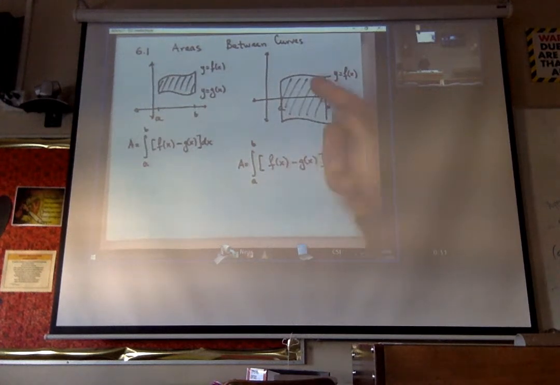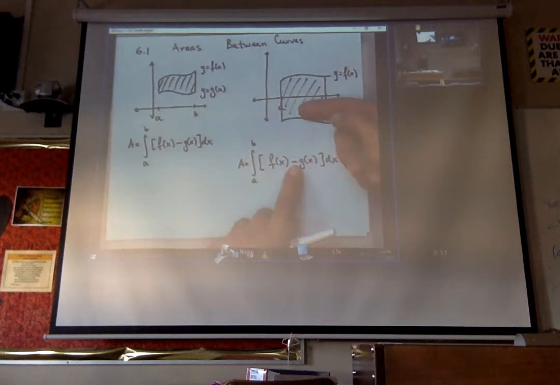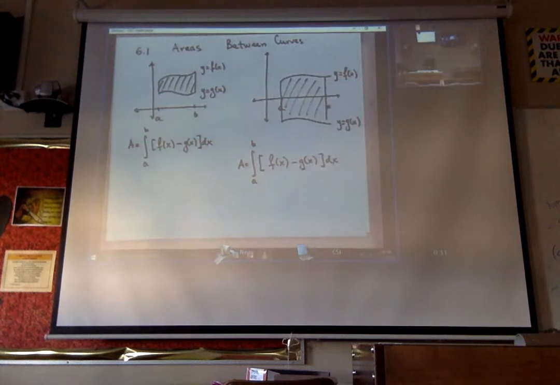So the top one is positive, right? The bottom one is negative, but we are subtracting, so negative and negative gives you what? Positive, and you will have this area. So the formula is still good.